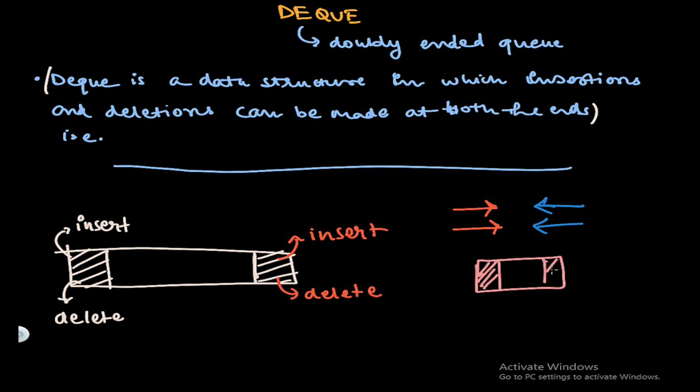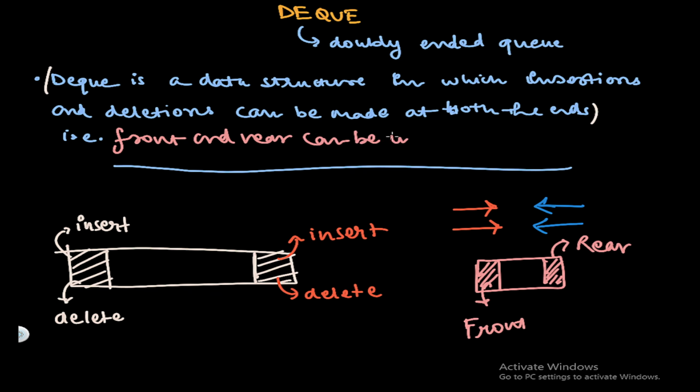Now let us think once. This end is known as the front end, not the front end development one. This end is known as the front end and this end is known as the rear end. So the definition would be: DQ is a data structure in which insertions and deletions can be made at both the ends, that is front and rear, to perform operations. So this is the proper definition of DQ.